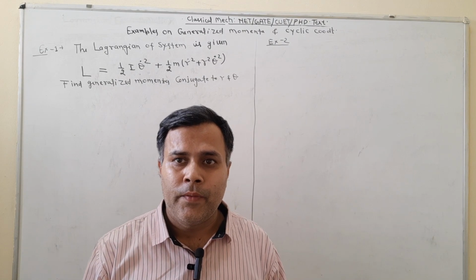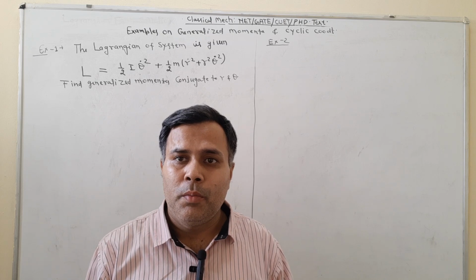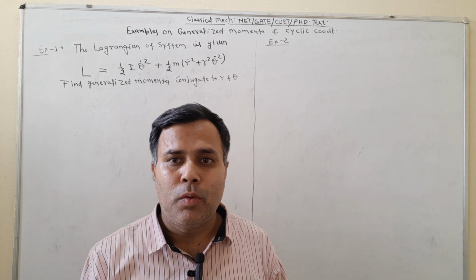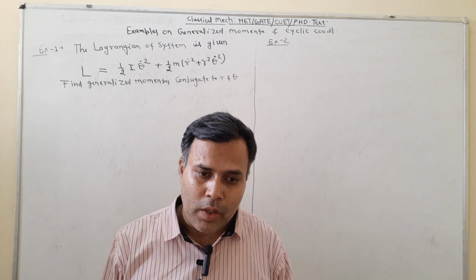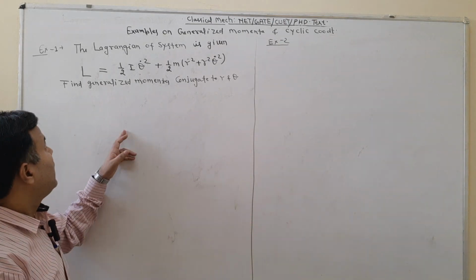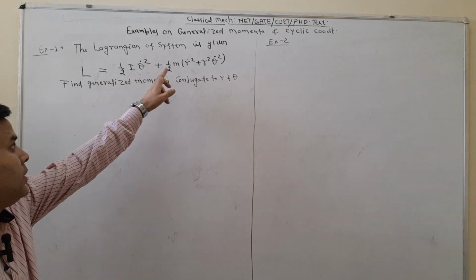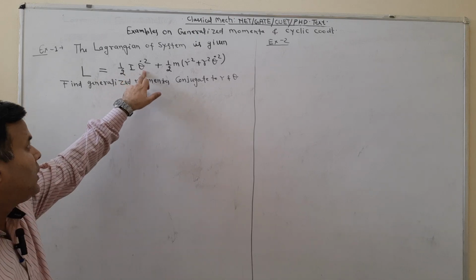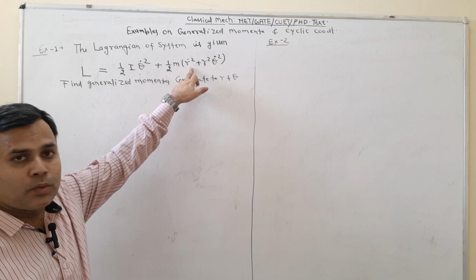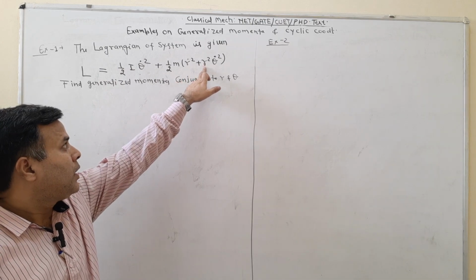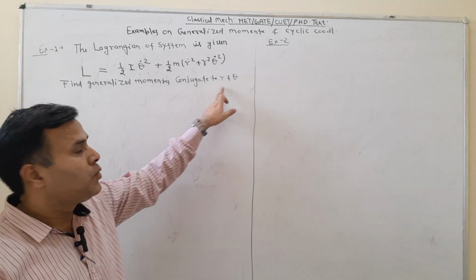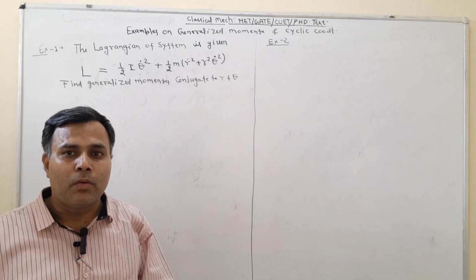In this lecture, I am going to give you another example to find out the concept of generalized momenta and corresponding cyclic coordinates. So, we have a Lagrangian. The Lagrangian of a system is given as 1 by 2 I theta dot square plus 1 by 2 m (r dot square plus r square theta dot square). So find the generalized momenta conjugate to this r and theta coordinate.